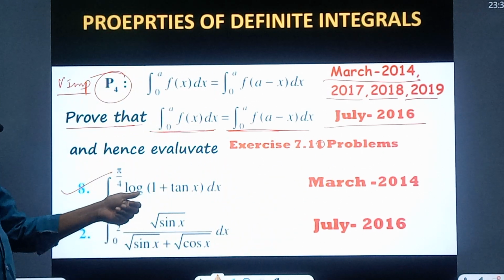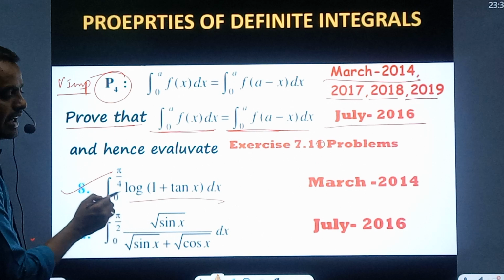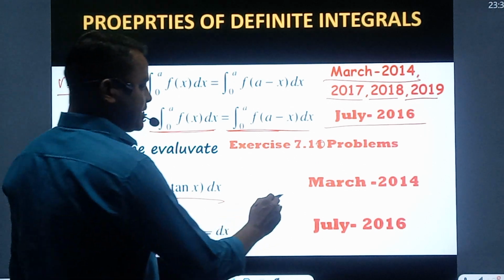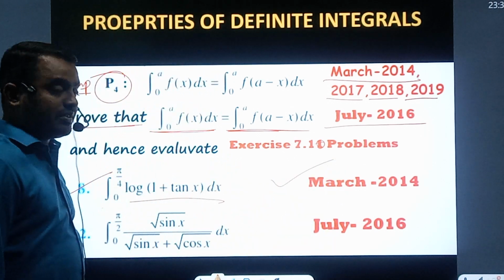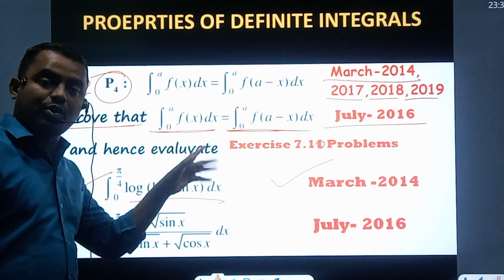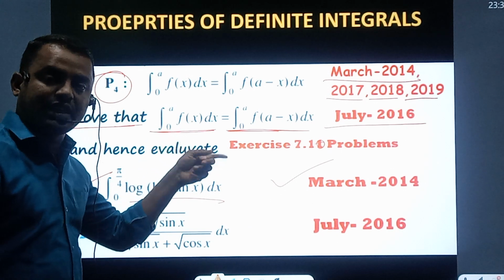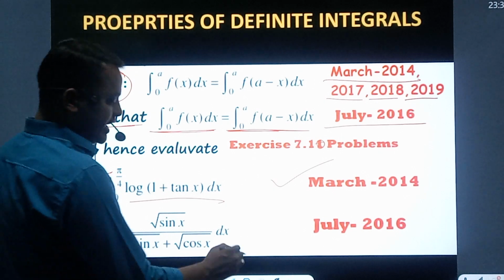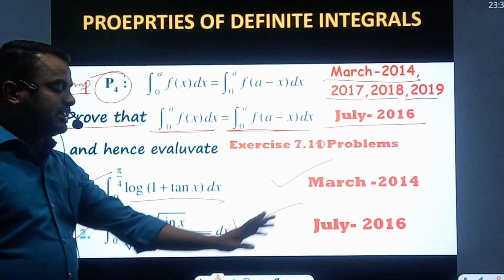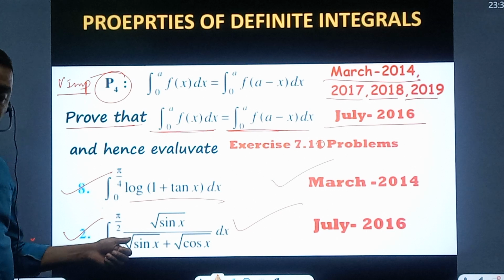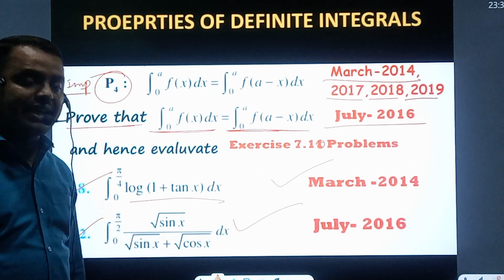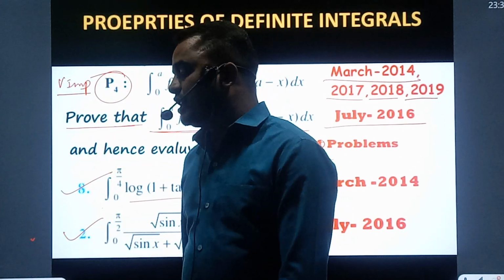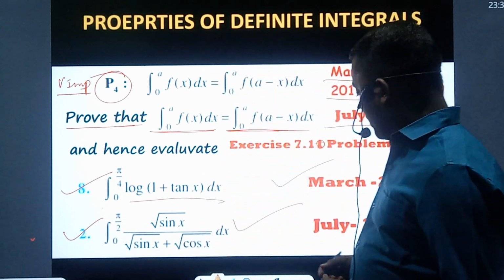Integration of 0 to pi by 4 log of 1 plus tan x. This problem has been asked in March 2014 with this property. First we have to prove the property, then solve the problem. The second problem was asked in July 2016, that is integration of 0 to pi by 2 root sin x divided by root sin x plus root cos x. So let us first prove the property.